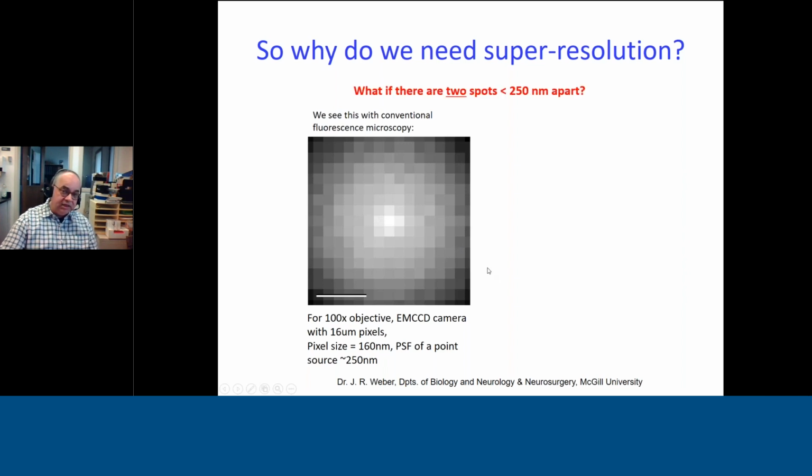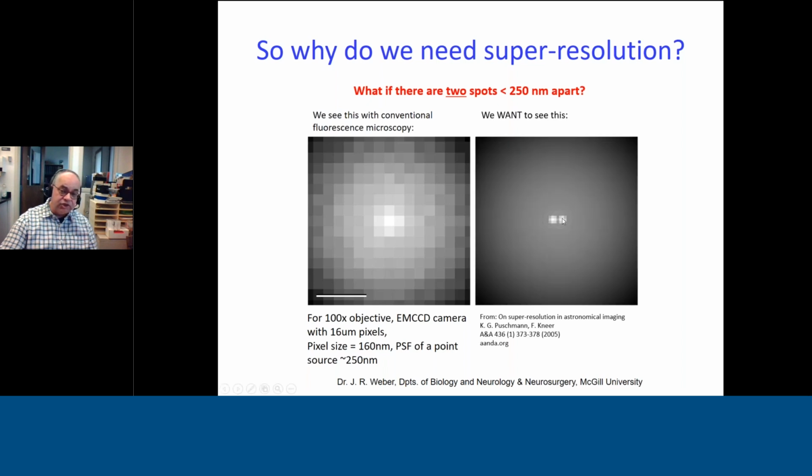Now, what if actually there's something smaller underneath? There's actually 2 points there, 2 point sources, but they're closer than 250 nanometers together, which would mean they appear in a normal light microscope that's diffraction limited as 1 point source. That's why we need super resolution.